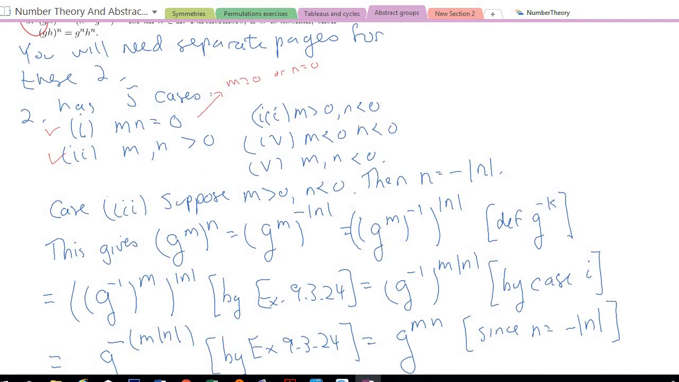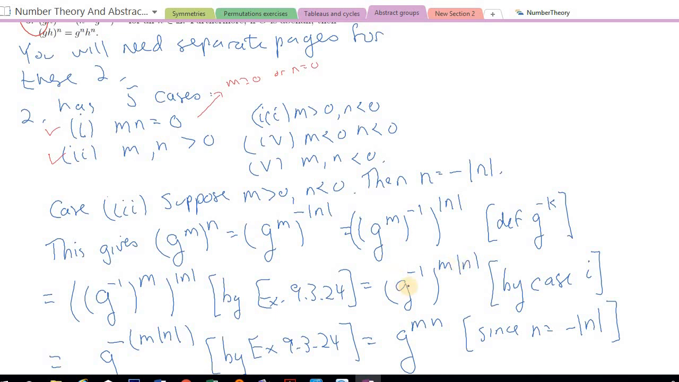All right, so I've changed this to bring the inverse inside. Now, what about this group element to the m to the inverse power? Well, I can use the same proposition the other way to show that's the same thing as G inverse to the mth power. Now what do I have? I have m is positive, absolute value of n is positive. I can use property 2 to combine these two exponents into a product.